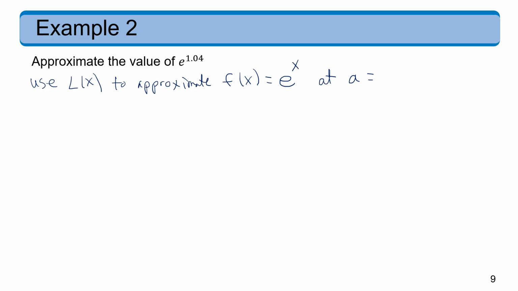And so we want to choose a value that's easy to work with, usually an integer, but is near the point that's given here, this 1.04. So the obvious choice here would be to use 1 for a.